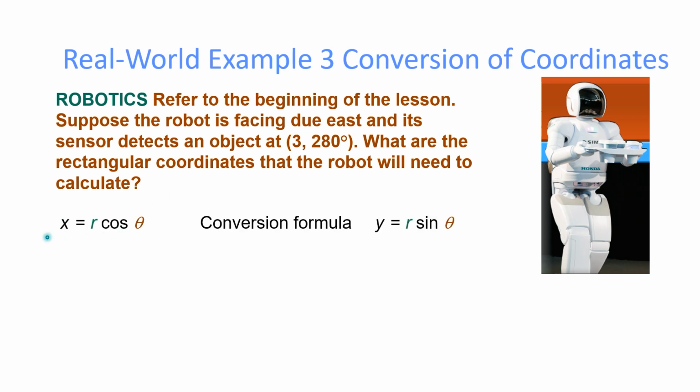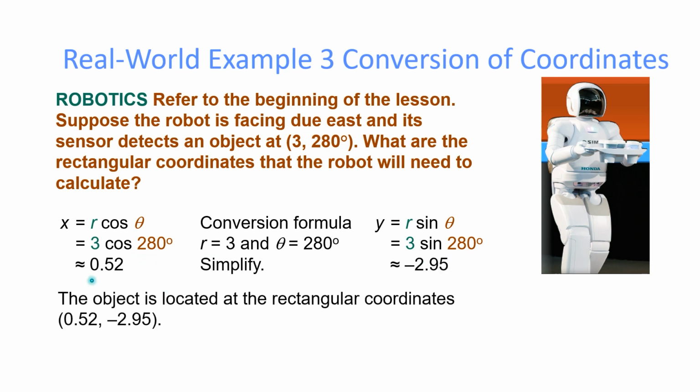So first you need to use the conversion formula, x equals r cos theta, y equals r sin theta. Now theta is given in the question, which is 280 degrees, and the r value is 3. So just plug in those values: 3 cos 280 degrees and 3 sin 280 degrees, which is nearly 0.52 and -2.95. So the object is located at the rectangular coordinates (0.52, -2.95).